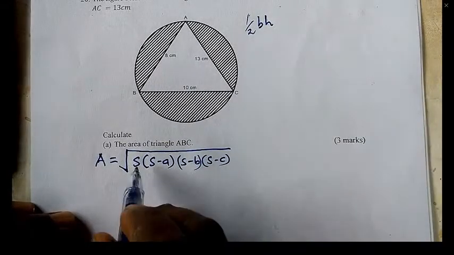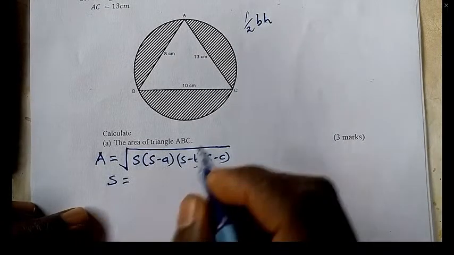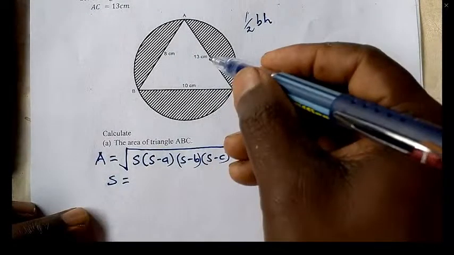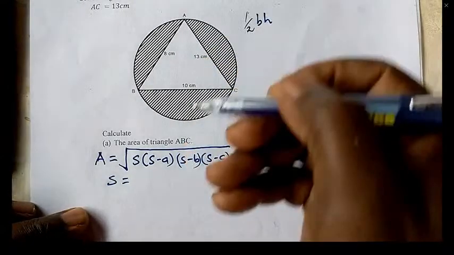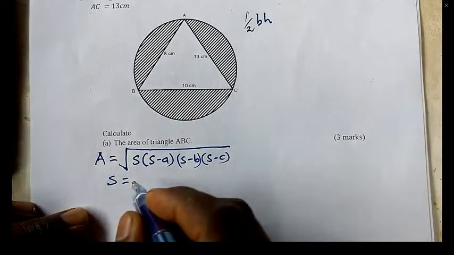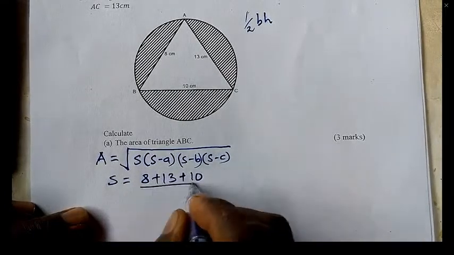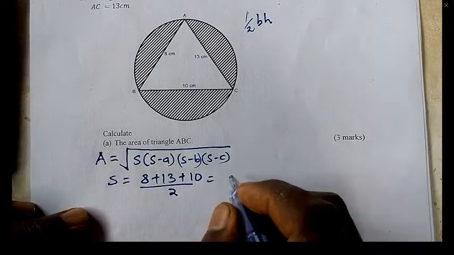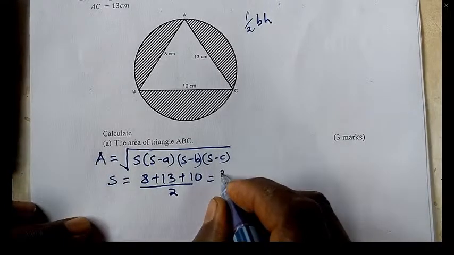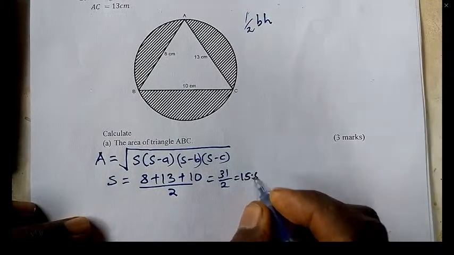So tunataka kujua s ni nini. So s is equal to, you find the perimeter of, in fact, the perimeter of the triangle. That is 8 plus 13 plus 10, and then divide by 2. That one gives you s. And that one is going to be 31, divide by 2, and that is 15.5. So our s is 15.5.